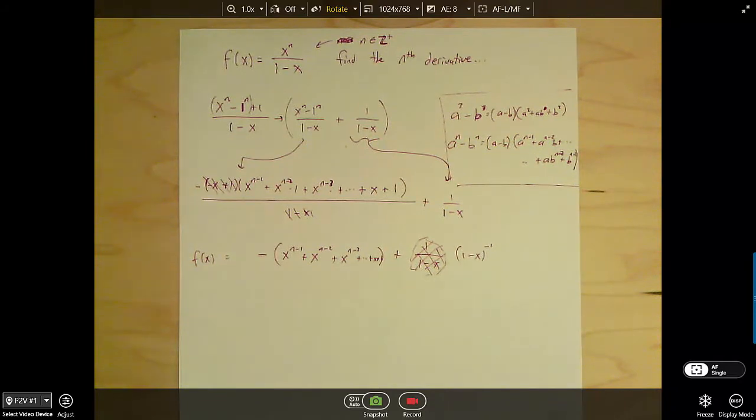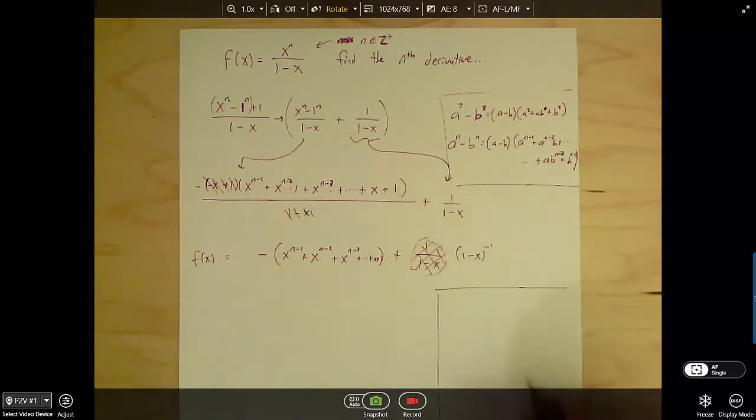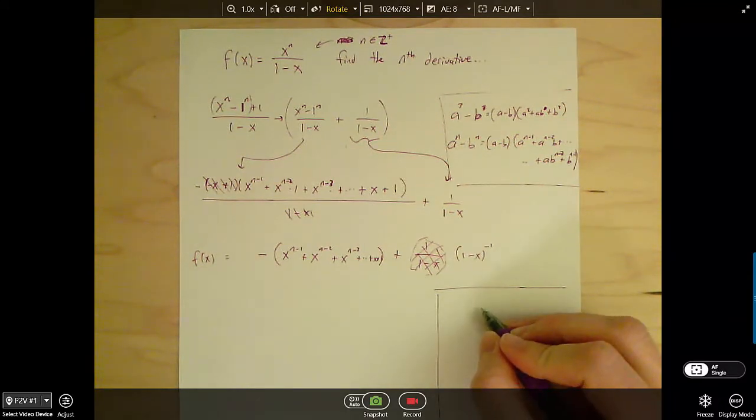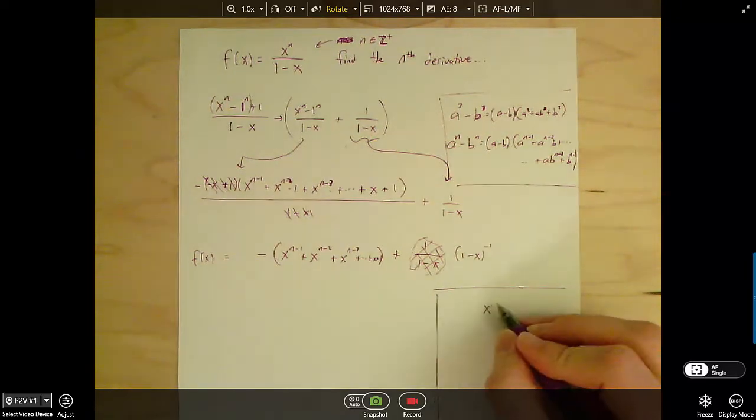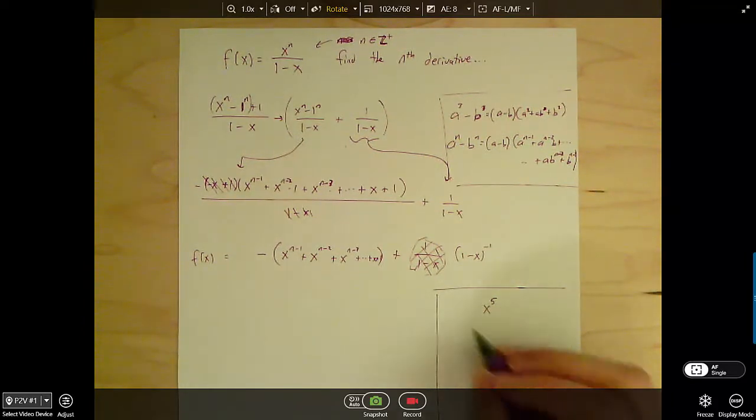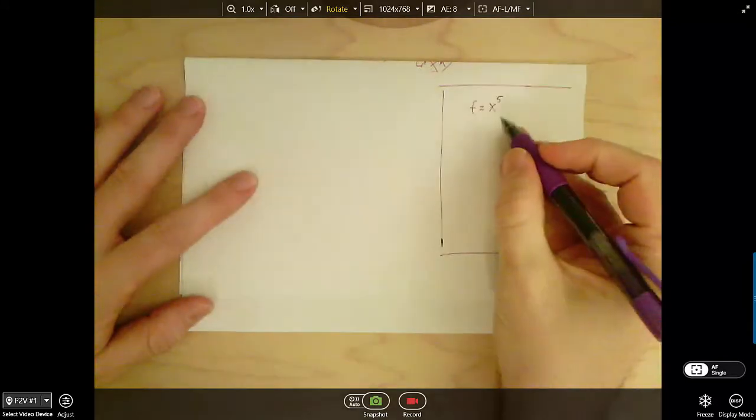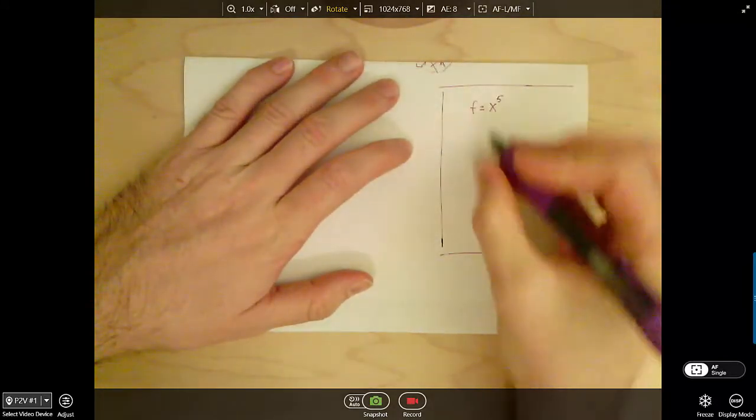So now it's time to remember another fact. We had a homework problem at one point where I asked you, I forget exactly what I asked you, but it was something like this. Let's imagine taking the 5th derivative of x to the 5th, and then imagine taking the 6th derivative of x to the 5th. So, if I take the 5th derivative of x to the 5th, let's see what happens.